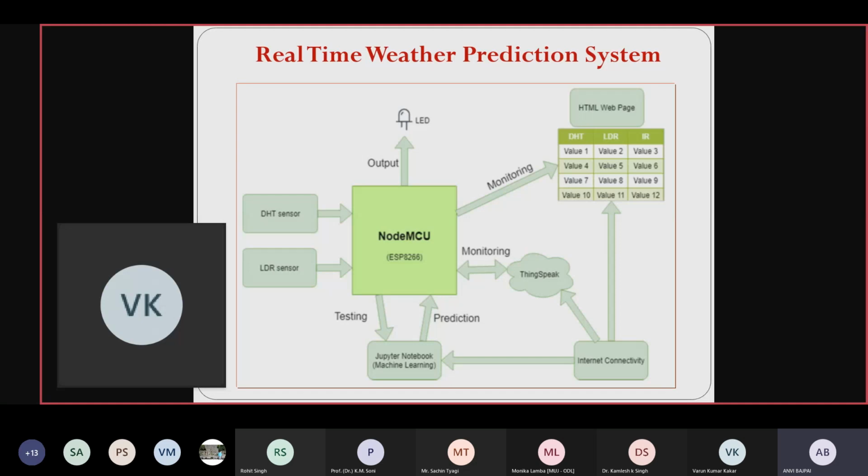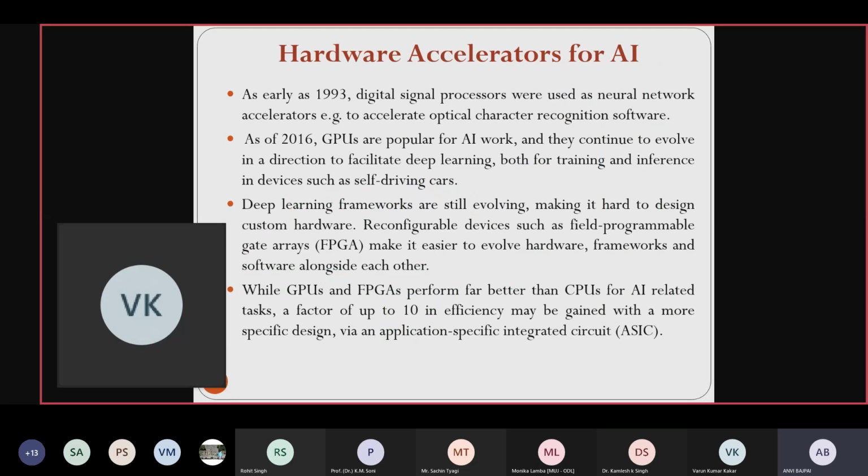But yes, if we have proper resources and proper money investment, we can convert the same application and run it on a different type of block diagram of this system. For that we have two solutions: either we can run this algorithm on the cloud, or we can go for some hardware itself. We can replace this NodeMCU with a hardware which can support this type of machine learning, where we can run it. These are what we call hardware accelerators for AI.